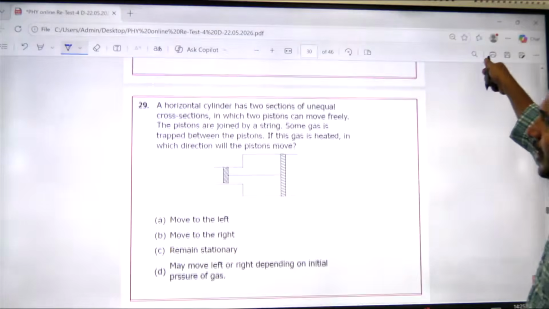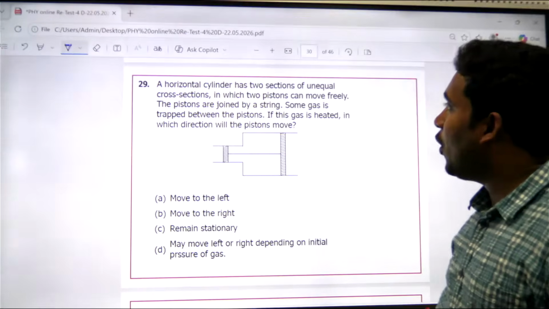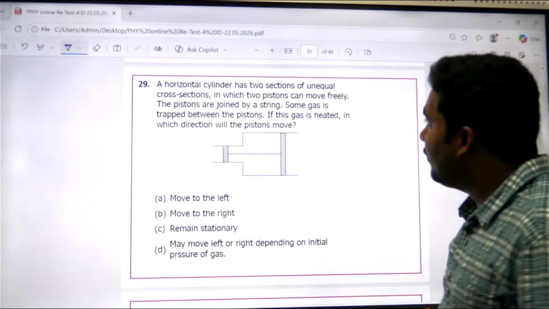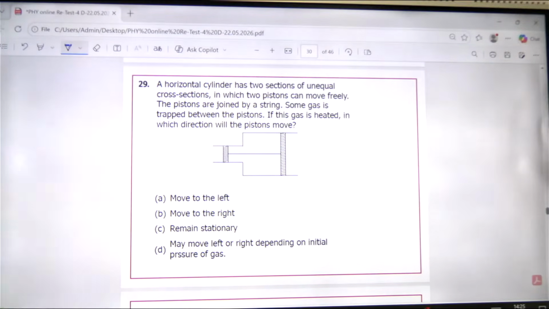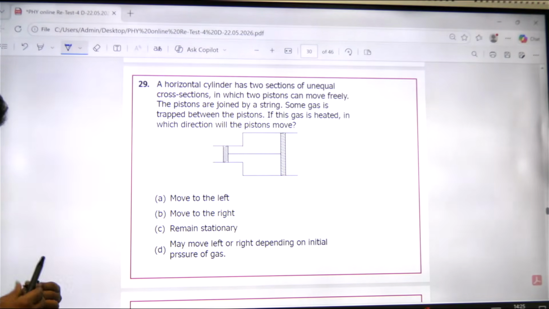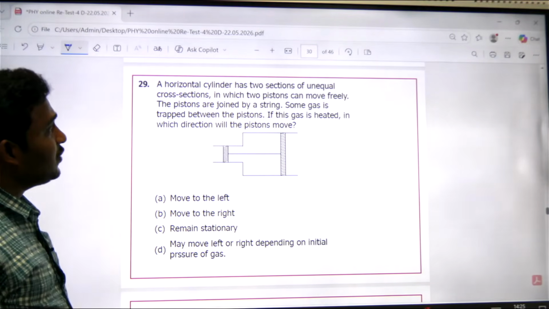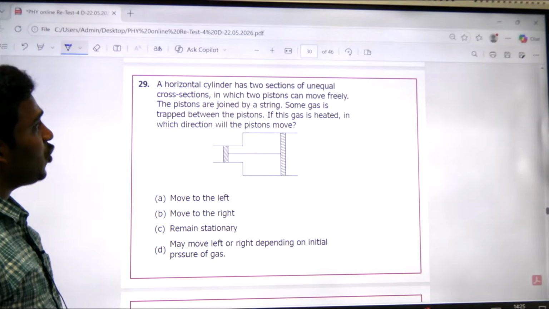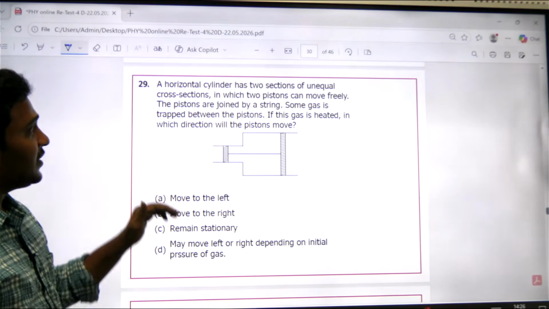See your question number 29. A horizontal cylinder has two sections of unequal cross sections in which two pistons can move freely. The pistons are joined by a string. Some gas is trapped between the pistons. If the gas is heated, in which direction will the pistons move?